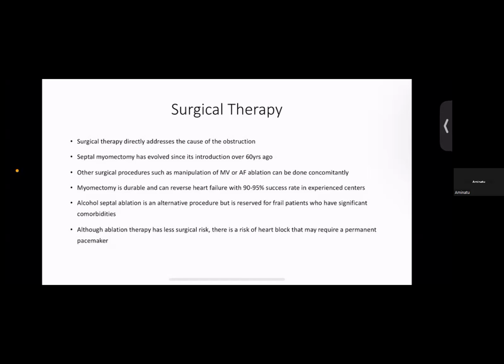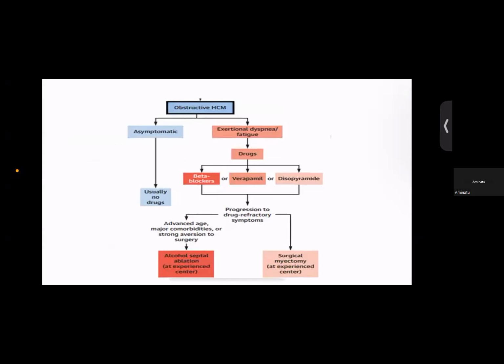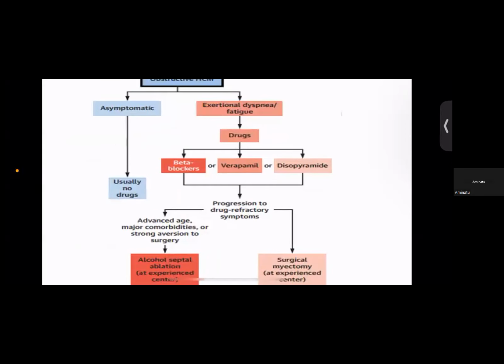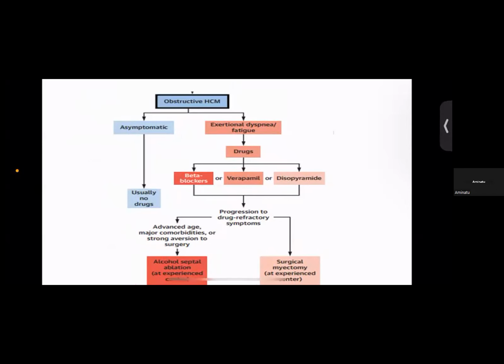It's an alternative procedure, but is reserved for patients that are frail and have significant comorbidities and cannot go through the stress of surgery. Although ablation therapy has less surgical risk, there is a risk of heart block that may require a permanent pacemaker, which should be borne in mind while choosing for the patient. This is just a chart showing the management of obstructive HCM.